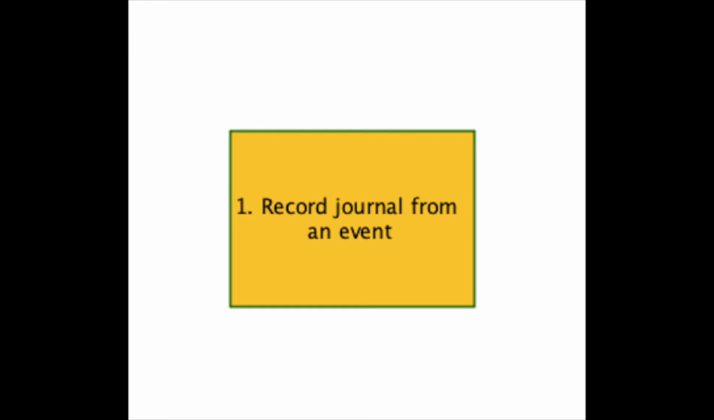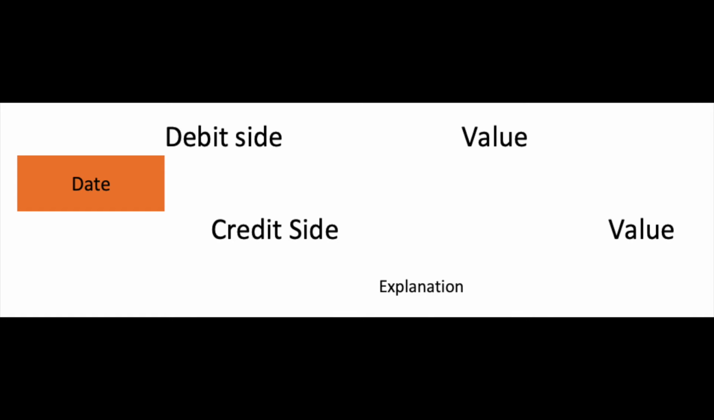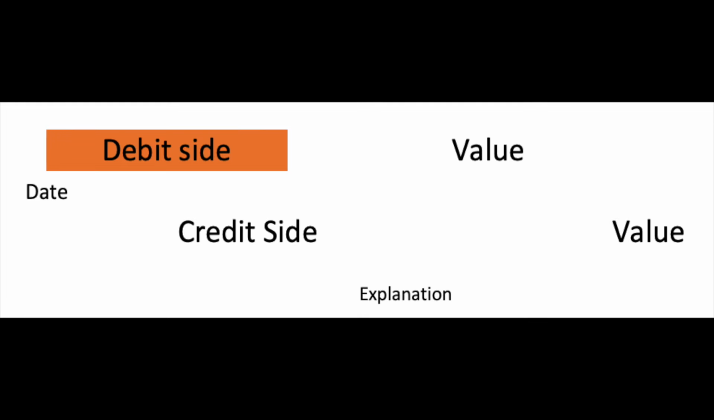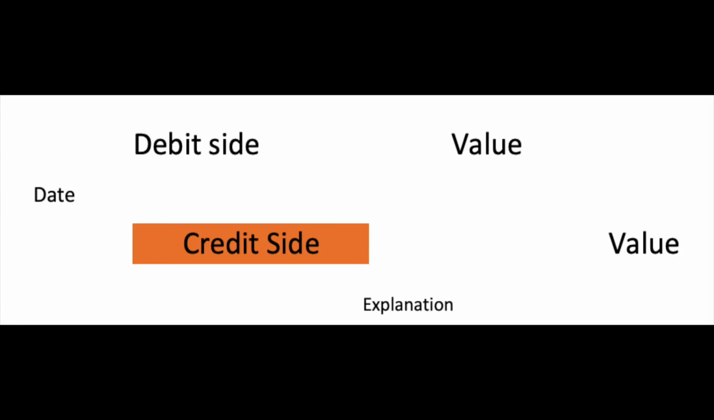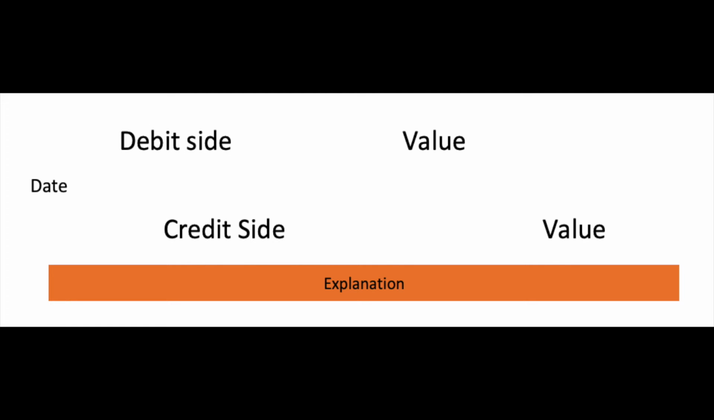Step 1. Record journal from an event. Accounting journal entry comprises several parts. 1. Date. 2. Debit side with the account name. 3. Credit side with the account name. 4. Amount of cash is required to include for each side. 5. An explanation.